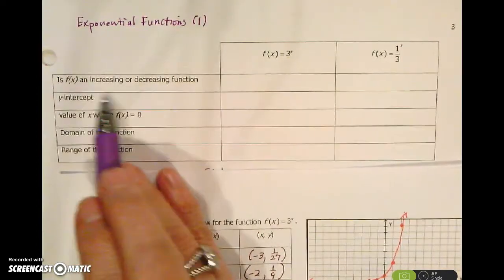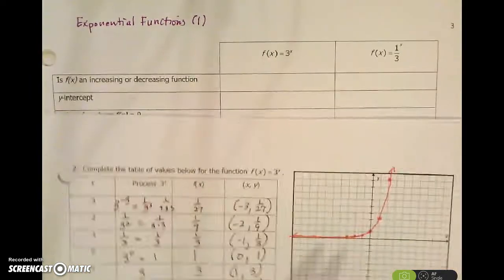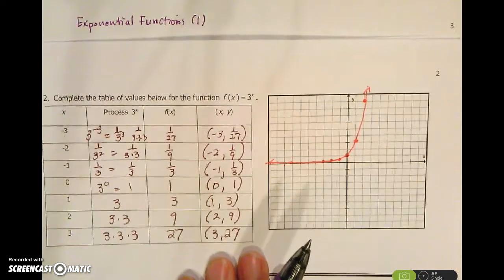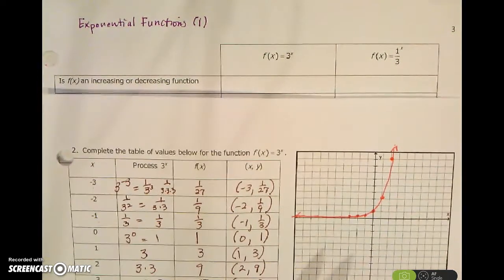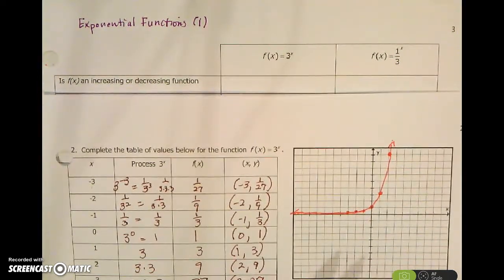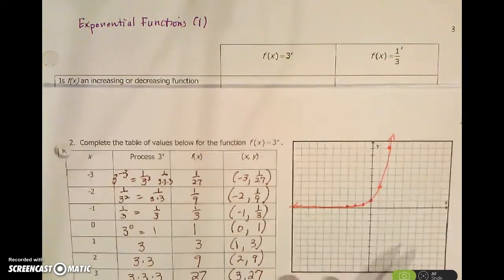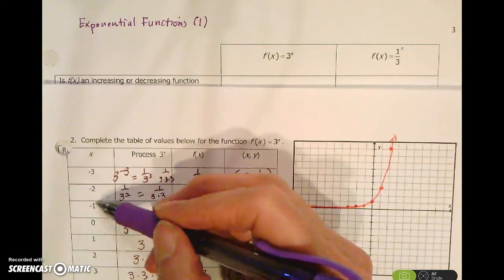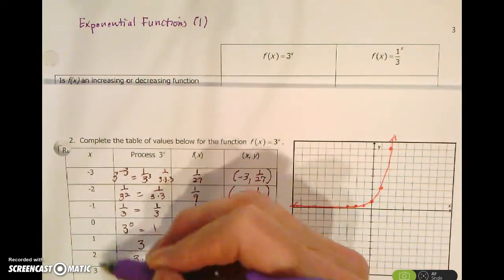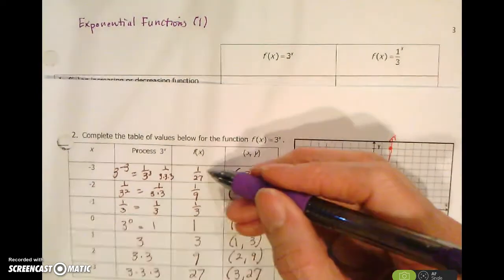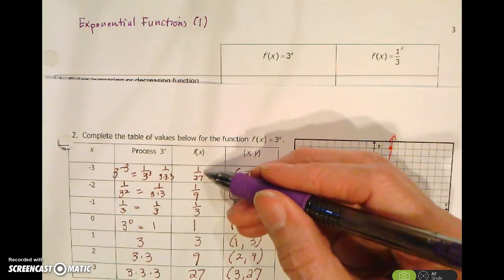For this last chart on exponential functions 1, we're going to have to refer back to those previous graphs that we made on page 2. So the first question, is f an increasing or decreasing function? So what does that mean? That means that as x increases, so going from -2 to -1, 0, 1, 2, 3, as x increases, what happens with my f of x value? Does it increase or decrease?